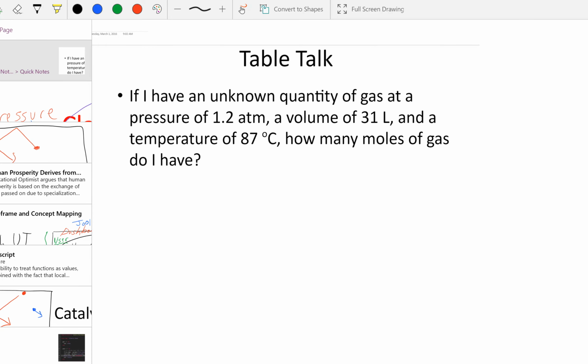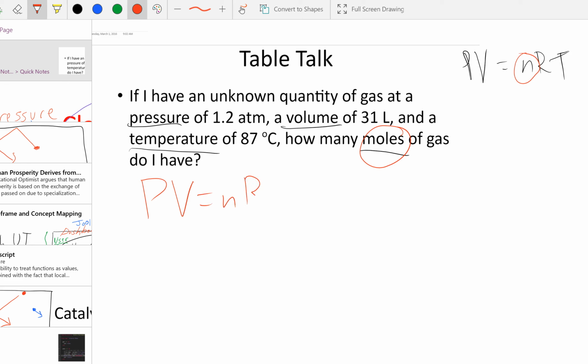First things first, I need to write out my equation. I have pressure, volume, moles, and temperature. That tells me I have P, V, N, R, and T. We're gonna be using the ideal gas law here. Now, if that's the case and I'm looking for how many moles, what am I solving for? N. So it's gonna be PV equals NRT.